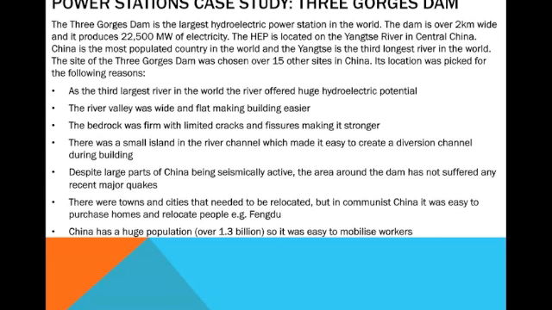The hydroelectric power station is located on the Yangtze River in central China. Do remember the word Yangtze because this is a place-specific reference and will give you an extra point. So it's located on the Yangtze River in central China. And China is one of the most populated countries in the world, and the Yangtze is the third longest river in the world. So the site of the Three Gorges Dam was chosen over 15 other sites in China.